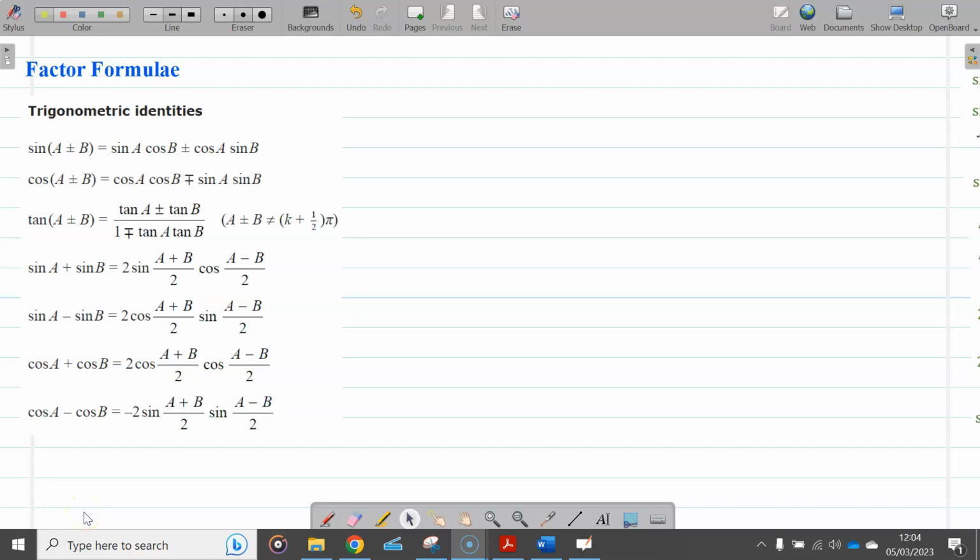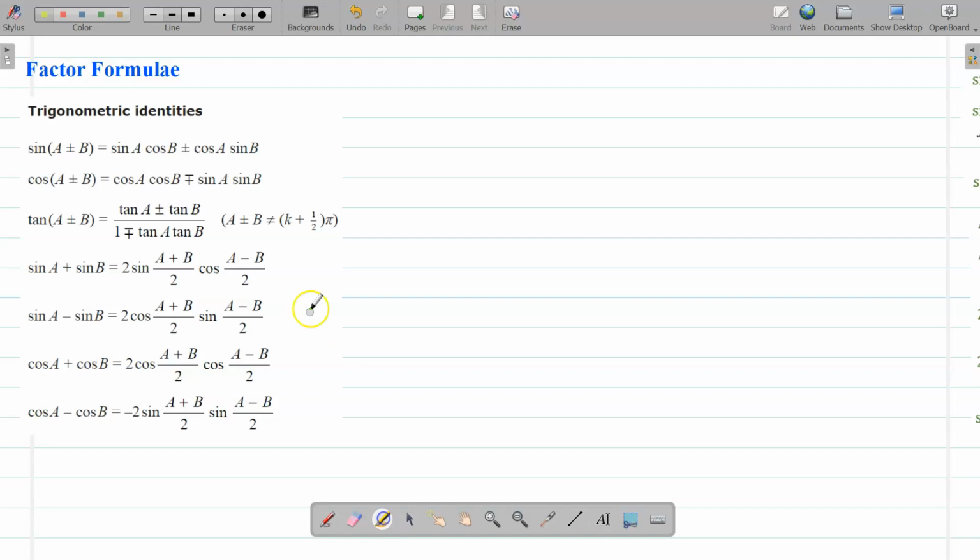Welcome to this video on factor formulae. Now the factor formulae are found on the formula booklet for A-level under trigonometric identities, and it's these four formulae under here, and these are often overlooked and not recognized or used when in fact they can be incredibly useful, particularly for integrating trigonometric functions. And I'll show you how in a moment.